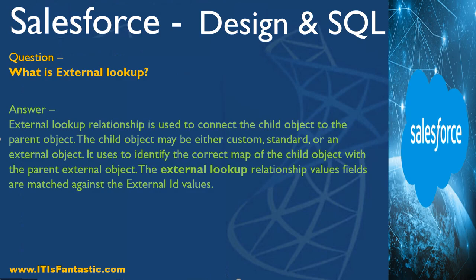What is an external lookup? An external lookup relationship is used to connect the child object to the parent object. The child object may be either custom, standard, or an external object. It is used to identify the correct map of the child object with the parent external object. The external lookup relationship field values are matched against the external ID's values.